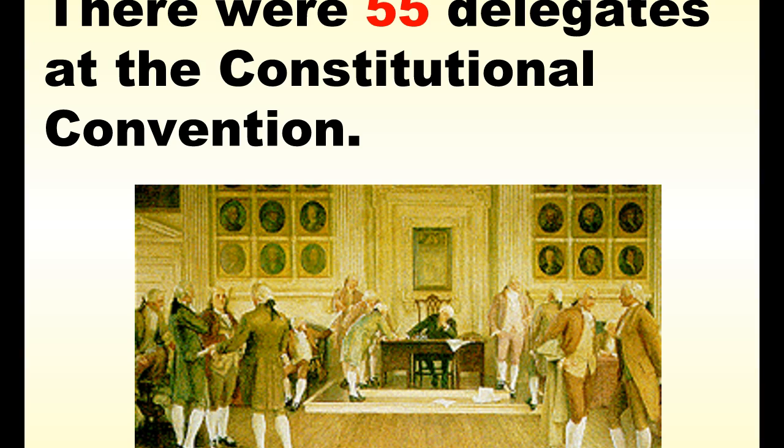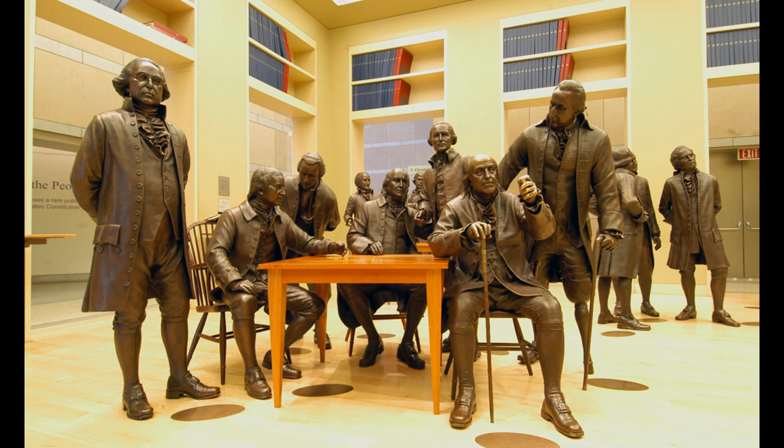There's a total of 55 delegates at the Constitutional Convention from different states, of course, the 12 states that we talked about. Now, although there are 55 delegates, there's only 39 delegates that actually sign the Constitution. We're going to talk a little bit later about why this is, but it's interesting. We have to remember that at the end of the convention, only 39 of them actually signed the Constitution.